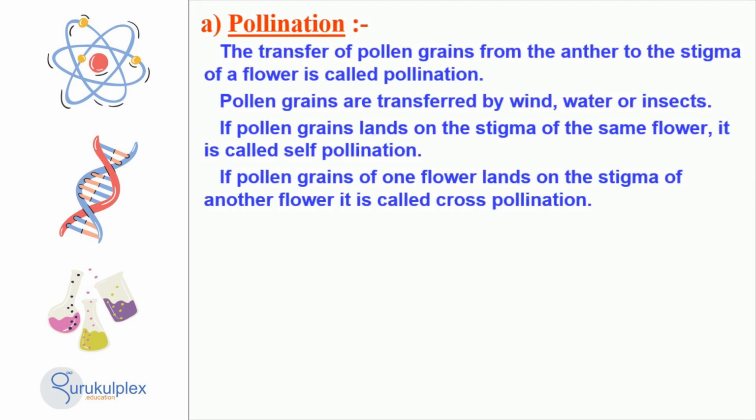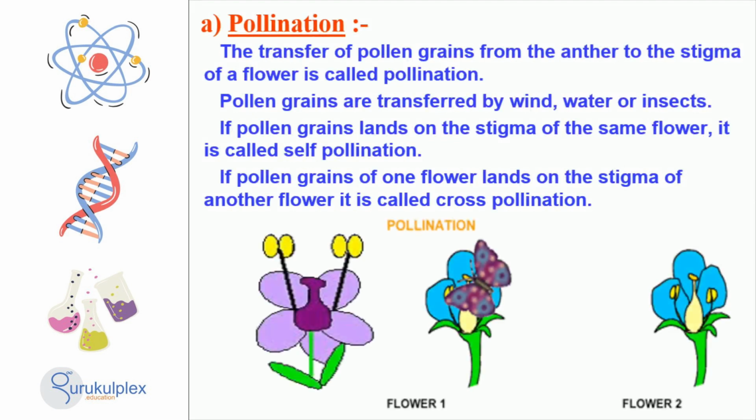Pollen transfer from the male anther to the female stigma of a flower is an essential process for plants to reproduce sexually. This can occur through wind, water or living agents, like birds or insects.